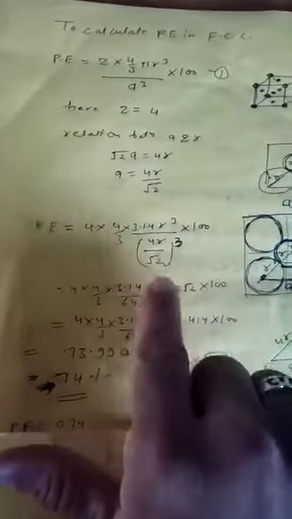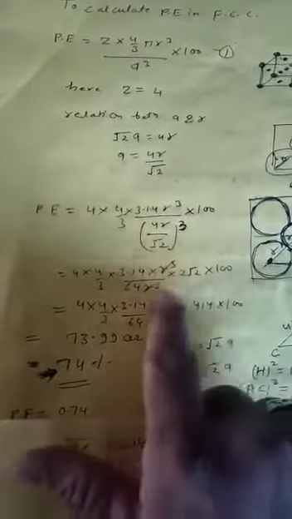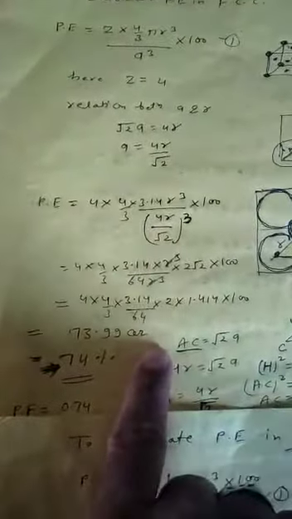Now we know that AC is equal to 4R. So A is equal to 4R upon root 2. So it is the relation. So when we put this value of A in this formula here, and when we solve this, we will get 74%. So for the FCC crystal, the packing efficiency is 74%, or the packing fraction is 0.74.